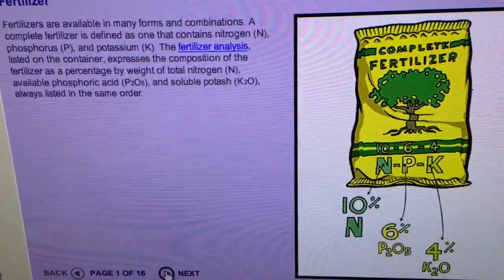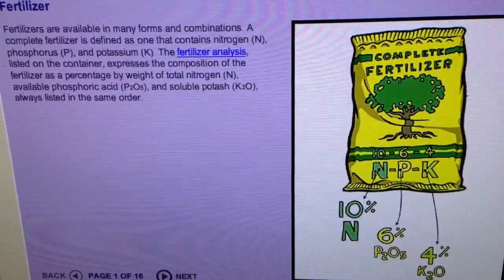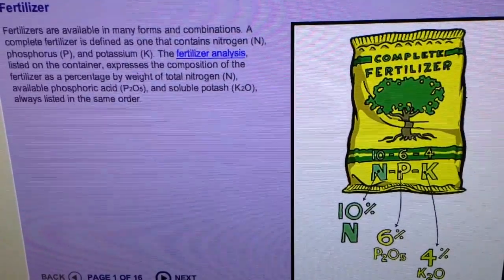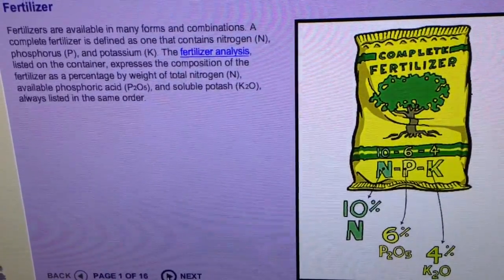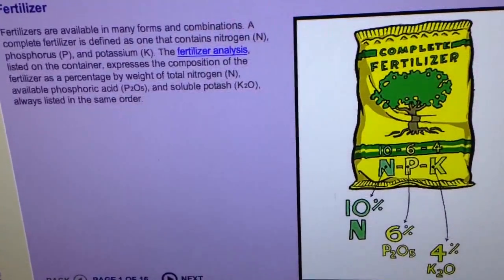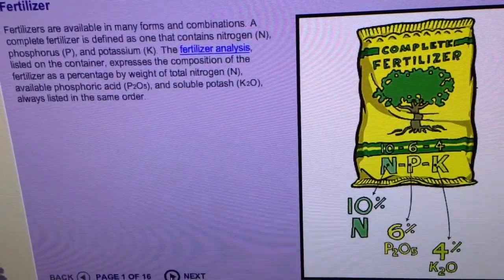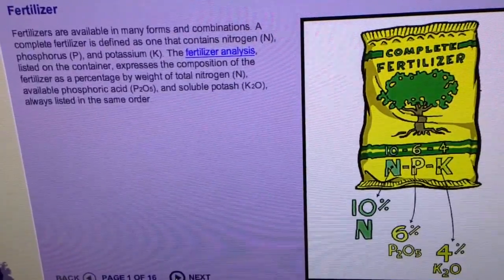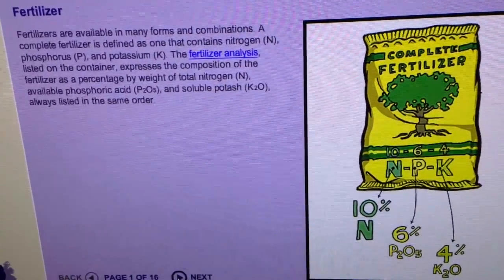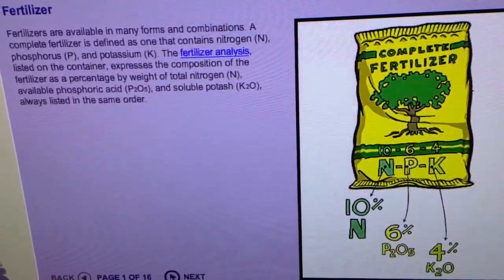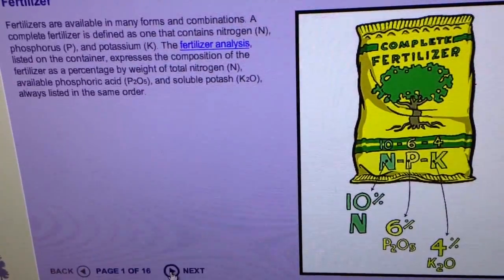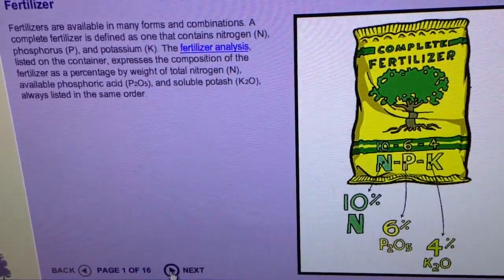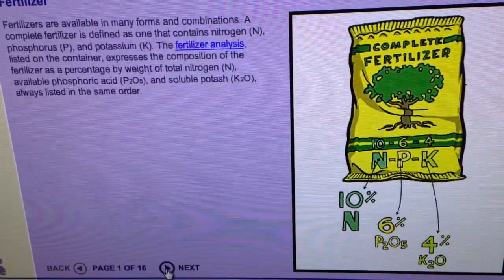Fertilizers are available in many forms and combinations. A complete fertilizer is defined as one that contains nitrogen (N), phosphorus (P), and potassium (K). The fertilizer analysis listed on the container expresses the composition of the fertilizer as a percentage by weight of total nitrogen (N), available phosphoric acid, and soluble potash, always listed in the same order.